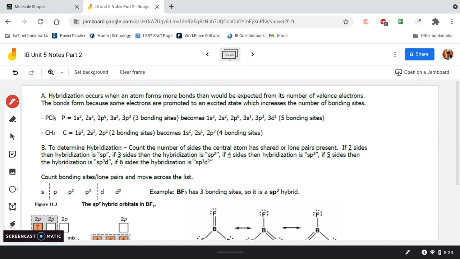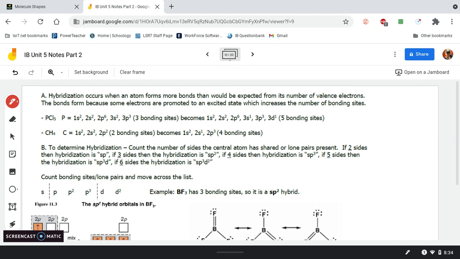So the concept here is hybridization. So a hybrid, think about a hybrid car. A hybrid is a mix of two things. So a hybrid car is a gas and electric vehicle that is mixed. A hybridization is a mixing of the orbitals within an atom.